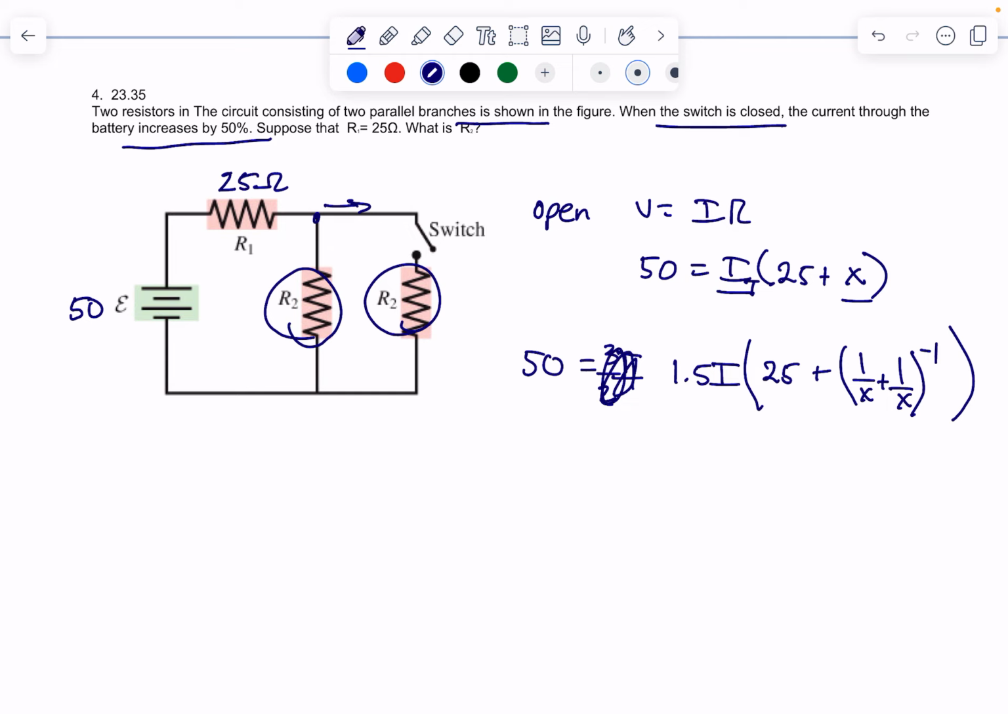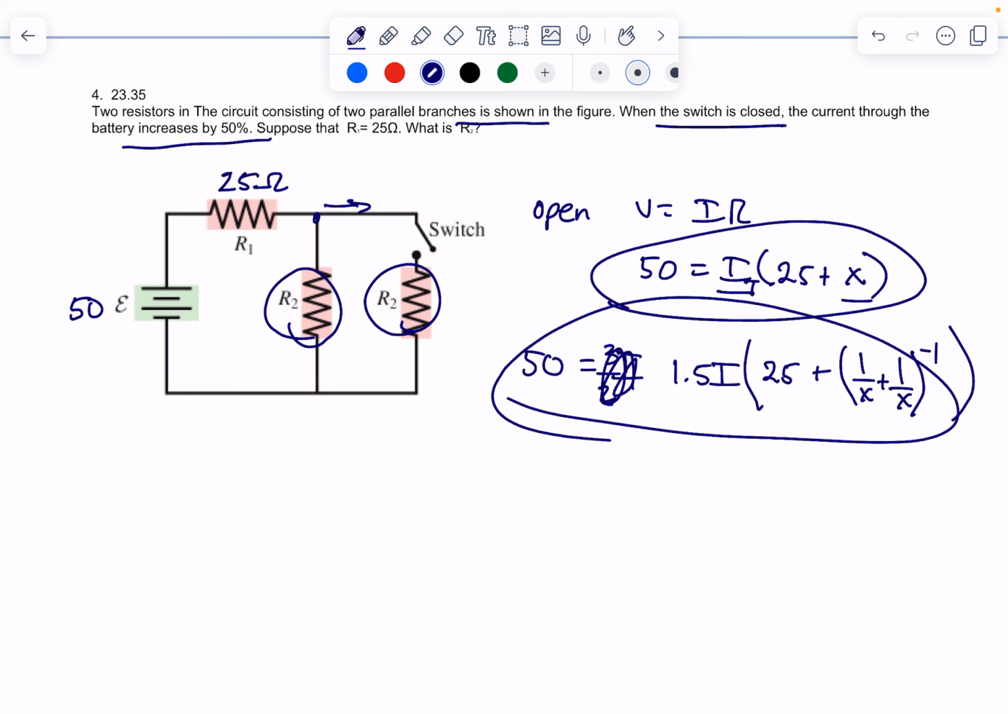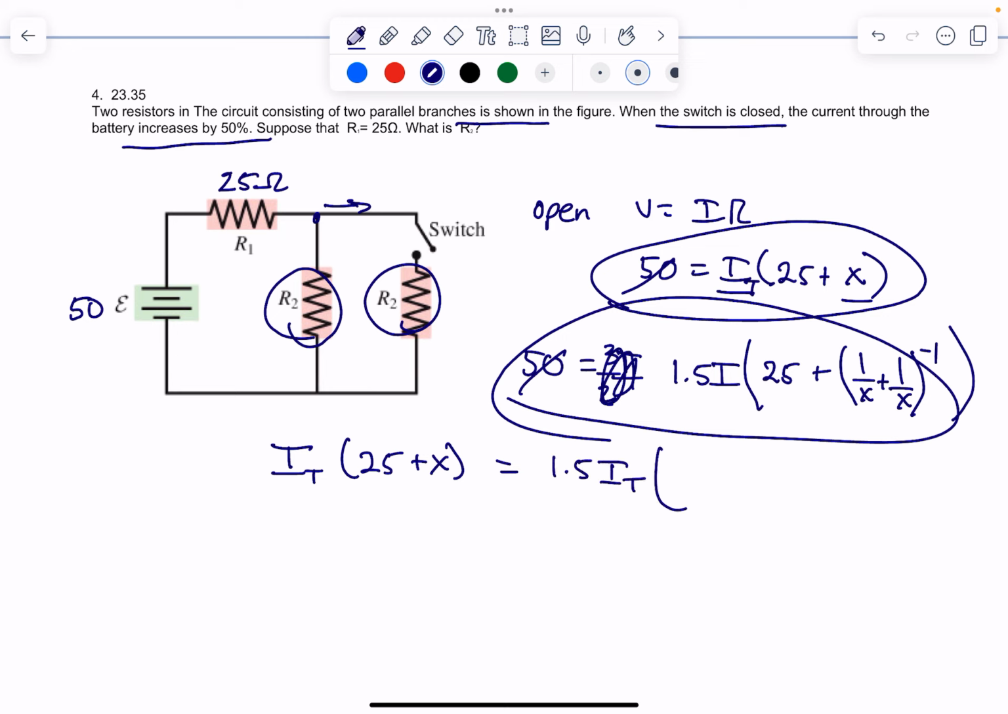Now, as it turns out, now that I look at this, I could set these two equations equal to each other, and I've got some things that can cancel out. The 50s cancel. So I can say I total times (25 plus X) equals 1.5 times I total times 25 times... actually, I can just say 2 over X to the minus 1. The I's cancel, don't they?